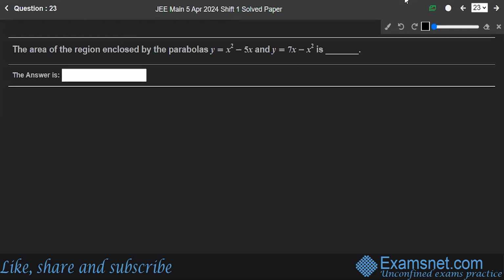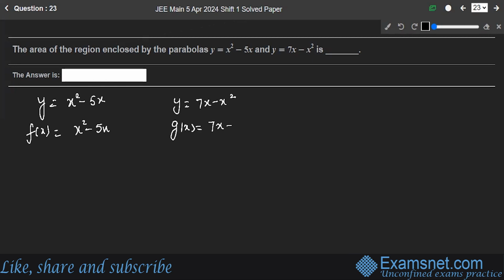Question number 23. The area of the region enclosed by these two parabolas is. Fine. So you're having these two parabolas. The first one is y is equal to x squared minus 5x. And the second one is y is equal to 7x minus x squared. Let's say this is fx, to differentiate between them, and this one is your gx function.